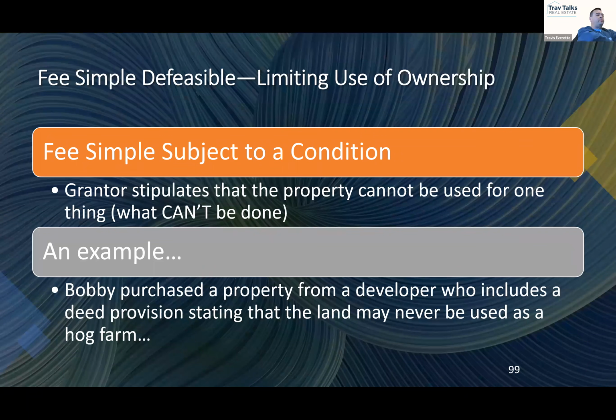Versus the fee simple subject to a condition. Bobby purchased a property from a developer who includes a deed provision stating the land may never be used as a hog farm. What can Bobby do with the property? Anything except make it a hog farm. And that restriction is going to stay for not just Bobby, but every owner in the future. How do we all feel about those? Good. These are pretty simple. These are pretty straightforward. Yeah.